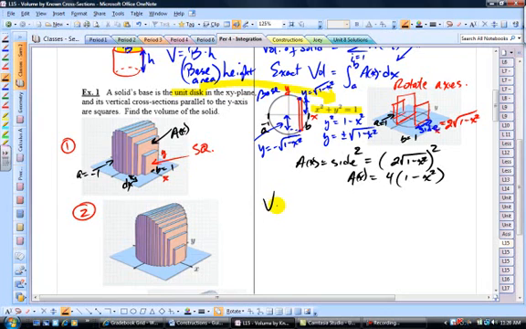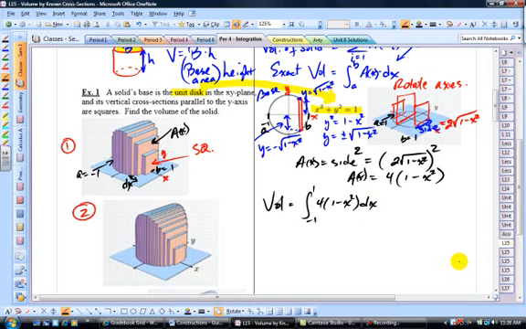So here we go. Let's get the volume now. We're going to integrate from what to what? Negative 1 to 1. Cross-sectional area A of x times the thickness. So 4 times the quantity 1 minus x squared. That's your cross-sectional area times its thickness, dx.